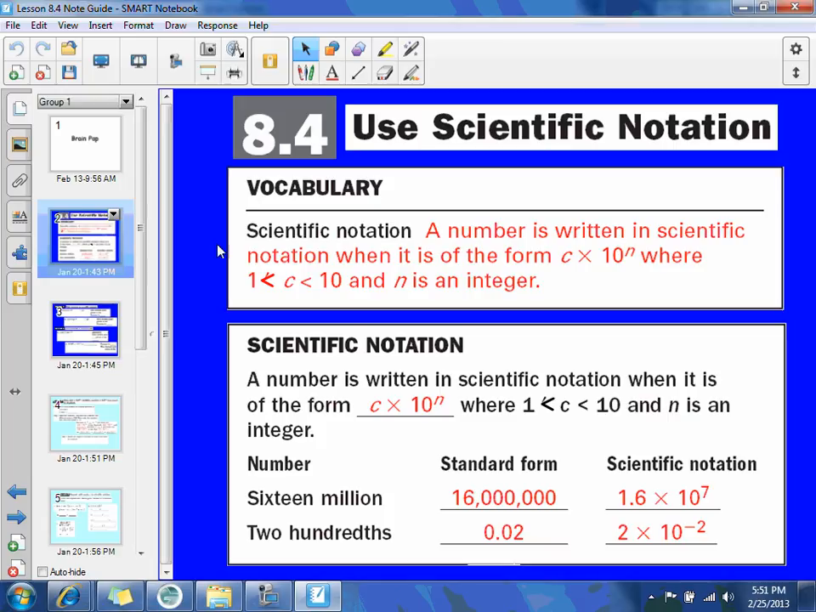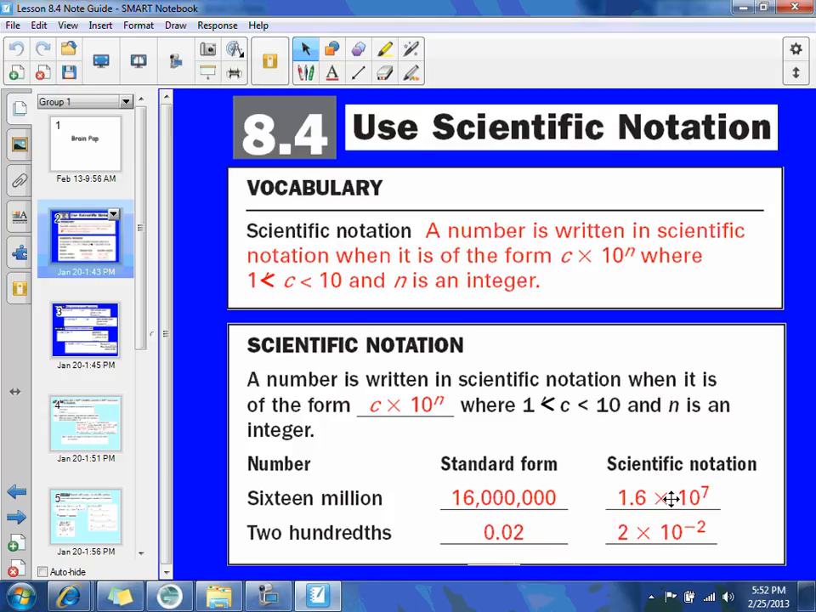9.4 is scientific notation. I'm going to leave this up here for you to look at, but you guys should really know how to do this. In scientific notation, the first number has to be between 1 and 10. So you'll notice that with 16 million, the number they chose is 1.6, because 16 would be too big, 0.16 would be too small. 1.6 is right smack in the middle.